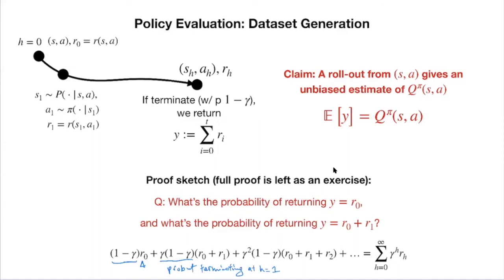The probability that we actually terminate at h equal to 2 is that we don't terminate in the first 2 steps, but we terminate in the third time step. So the probability is gamma squared times 1 minus gamma. And the return value is this. If you write out this infinite summation and rearrange the terms, I promise you will get this term.